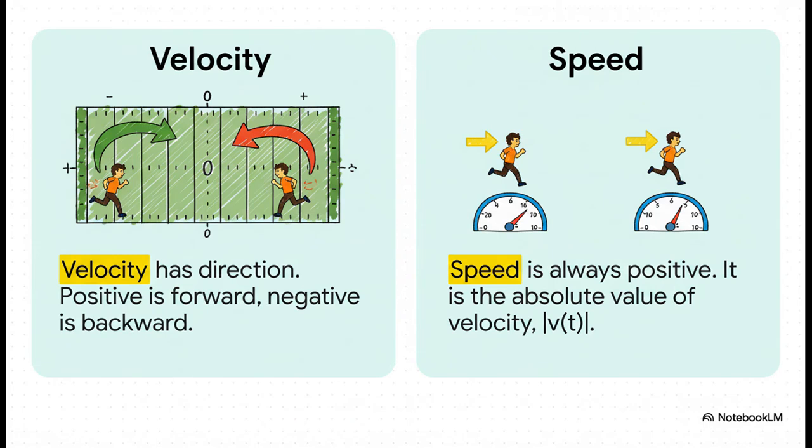Now here's a super important point. Velocity is not the same thing as speed. Velocity has direction. It can be negative, think of a running back getting pushed back for a loss, but their speed, which is just the absolute value of velocity, is always positive. They're still moving fast, just in the wrong direction. So speed tells you how fast, velocity tells you how fast and where.